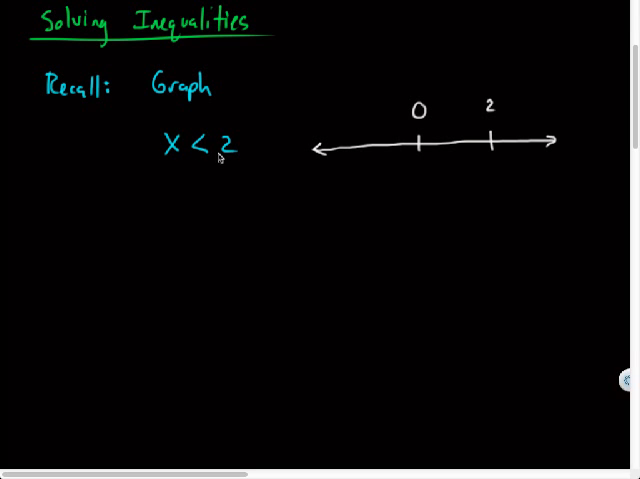So what makes this true? Does 0 make this true? Is 0 less than 2? Yes, so 0 would be a solution. Does 1 make this true? Yes. Would 1.5 make it true? Yes, 1.5 would be about here. How about 1.9? Yes. How about 1.99? Yes, it's less than 2. What about 1.9 repeating? No, because 1.9 repeating is equal to 2, and that would be a no-go. And 2 wouldn't make this true, and anything bigger than 2 wouldn't work.